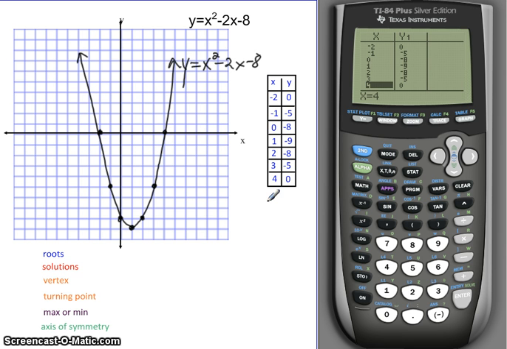Now, there's a few things about this parabola that you need to know to answer other types of questions, which is, for example, where are the roots? The roots are these points right here, where the parabola crosses the x-axis. I have a root there at -2, and I have a root here at +4. Those points are also called the solutions. My solutions are also my roots.